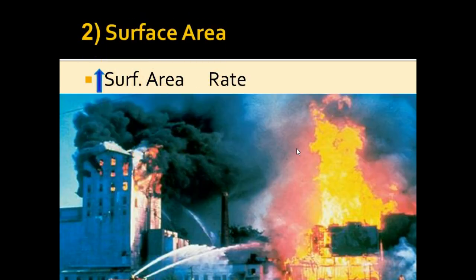And now we have surface area. If we increase surface area, we increase the rate, and the reason has to do with how much space we have to hit. Here we have a coal factory, and notice how the coal factory burns super quickly. Look how large these flames are. The reason is coal factories have a lot of coal dust everywhere inside, and so when it catches on fire, this reaction happens so fast because of all the surface area.